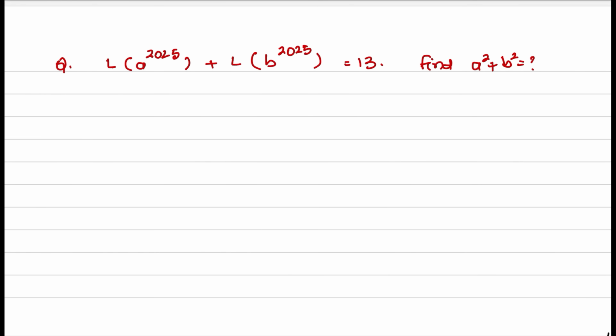Now what is the question? Last digit of a to the power of 2025 plus last digit of b to the power of 2025 is equal to 13. Find a square plus b square. Now we will go for the solution. L is nothing but the last digit, which we have defined in the problem itself.